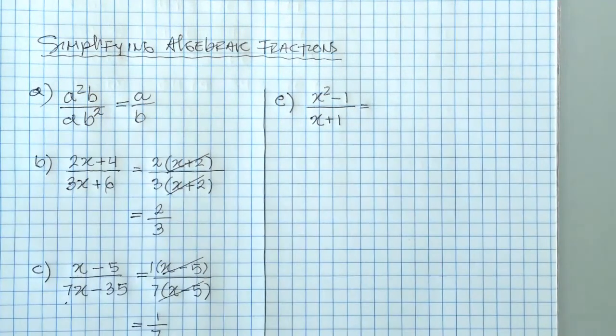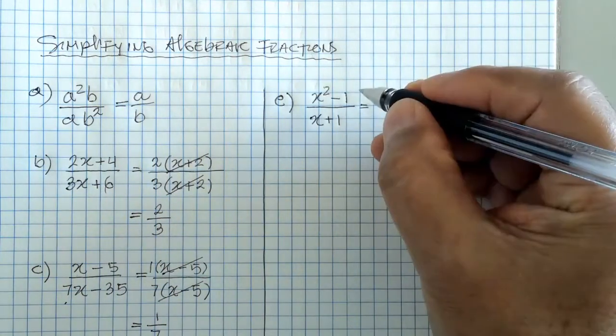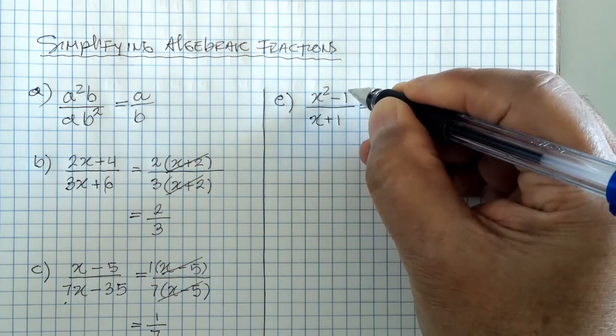Right. Now is when you have to remember something that we did previously, something that is very, very important, and it's called the difference of 2 squares. So in here you have x squared minus 1, which is the same as if you say x squared minus 1 squared.